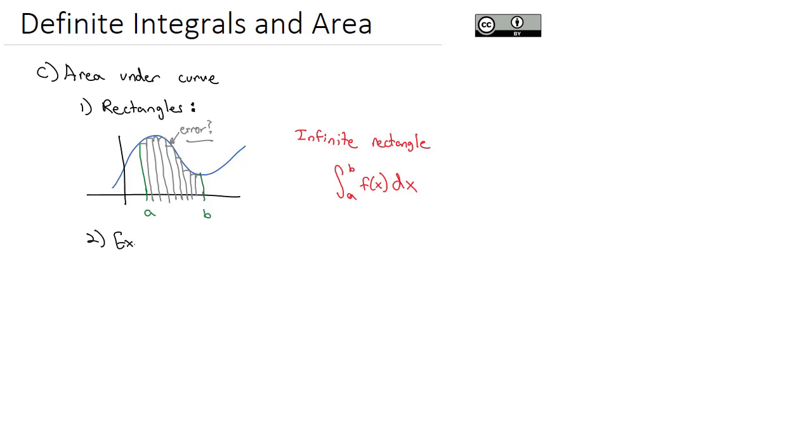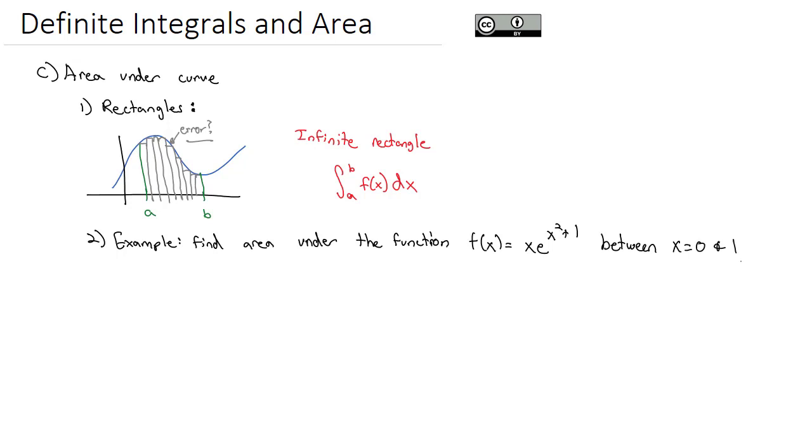So for example, if I want to find the area under the graph f of x equals x e to the x squared plus 1 between x equals 0 and 1. Well, if we want the area under the function, what that means is we're going to integrate it from 0 to 1 of our function, x e to the x squared plus 1 dx.